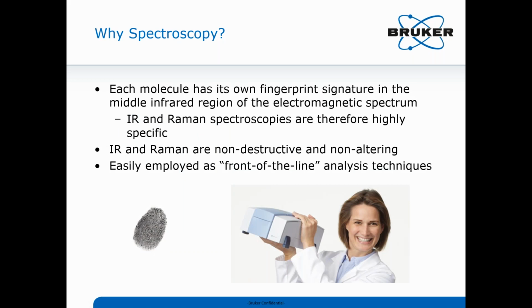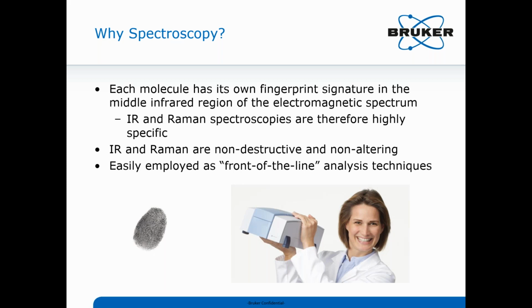That's really the question, right? So the first thing to recognize is that every molecule has its own fingerprint signature in the middle infrared region of the electromagnetic spectrum. So what does that mean? It means that every absorption or Raman spectrum from a molecule is actually going to be unique. So it's very highly specific, which is great. So if you want to identify unknowns, there's absolutely no way that you could do better with any other technique.